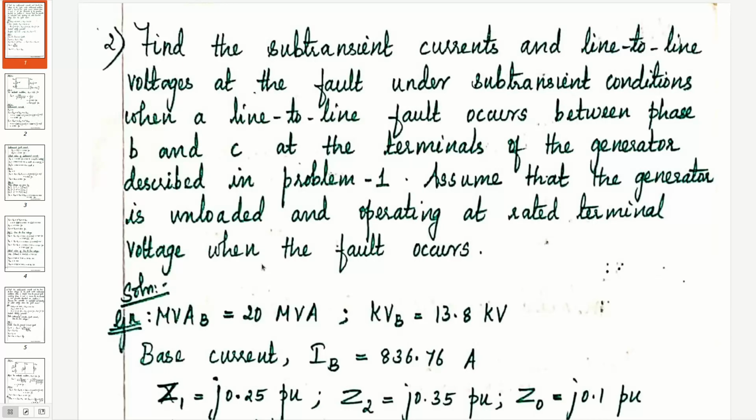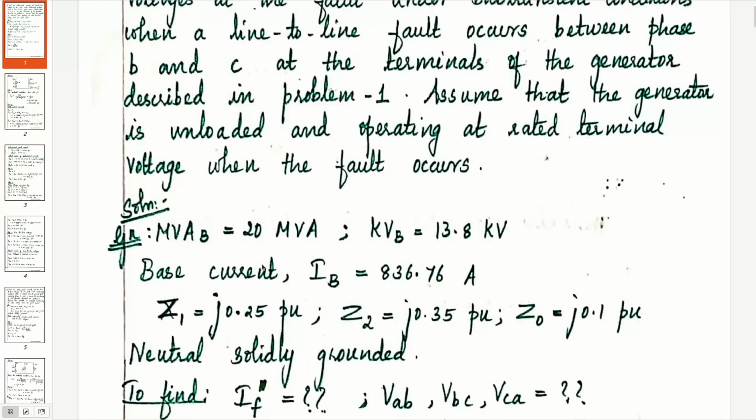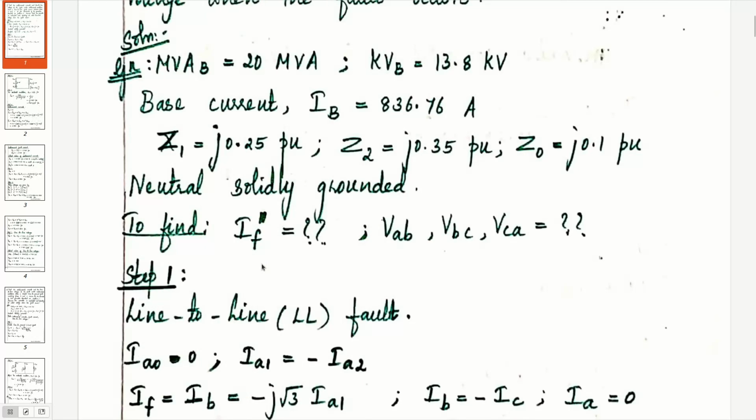So we have to consider the data of the generator given in problem number 1. Assume that the generator is unloaded and operating at rated terminal voltage when the fault occurs. Let us write down the given data from the first problem. It is an unloaded generator. The positive, negative and zero sequence reactances are given: Z1 is j0.25, Z2 is j0.35 and Z0 is j0.1. The generator MVA rating is 20 MVA, and the kilovolt rating is 13.1 kV.